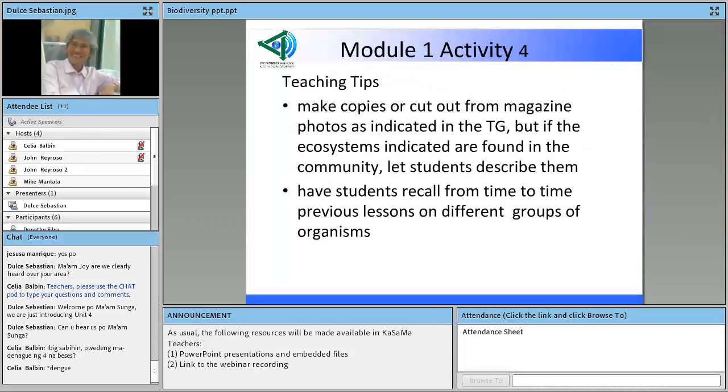Next, in activity 4, you can make copies or cut out photos from magazines as indicated in the teacher's guide. But it is very important that if the ecosystems are present in your area, you don't need to use pictures. Let students describe them, and you will notice that they may know these ecosystems more than us teachers. Then have students recall from time to time previous lessons on different groups of organisms. If you remember the table that I was telling you, for each of the groups.